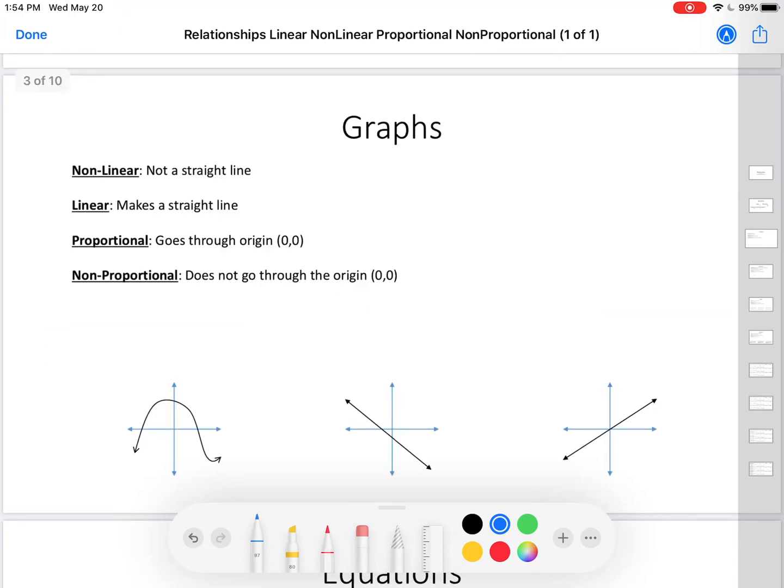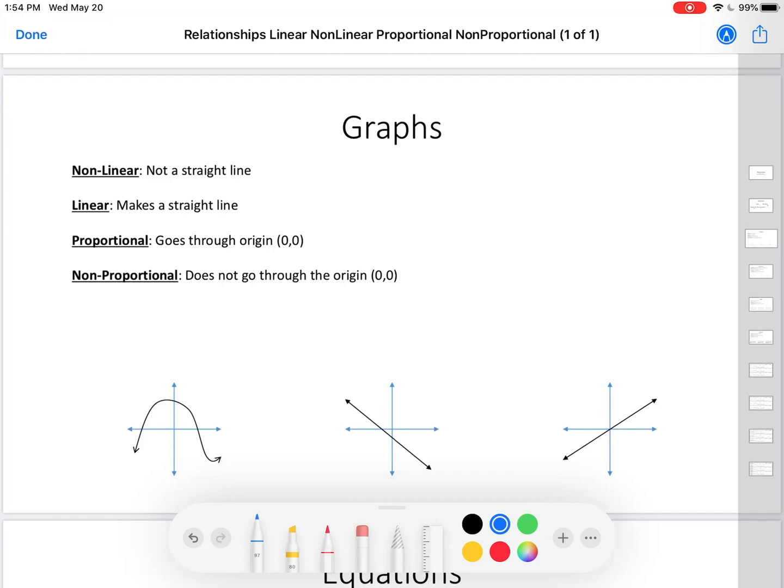All right. If you're going to look at graphs, if it is nonlinear, then it's not a straight line, hence the term linear. If it is linear, then it is a straight line. Then, looking at linear, if it's proportional, it goes through the origin, which is 0, 0. If it's non-proportional, it does not go through the origin, 0, 0.